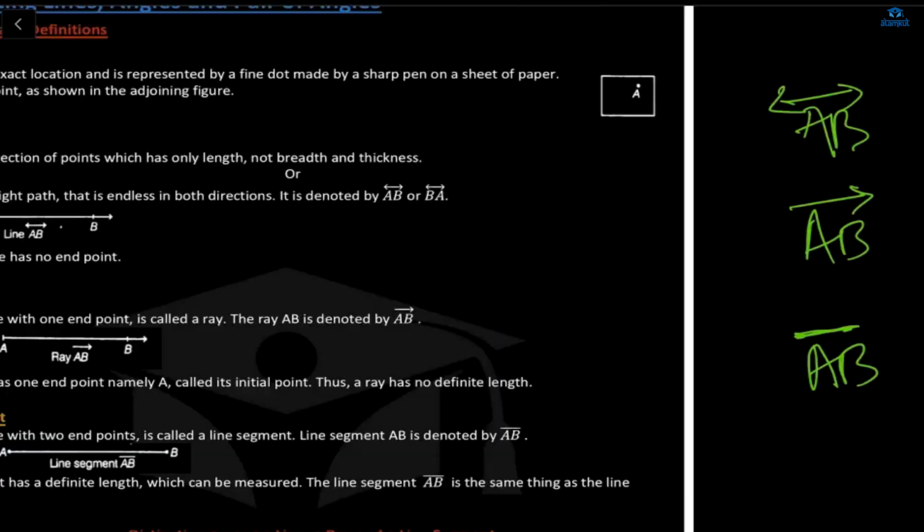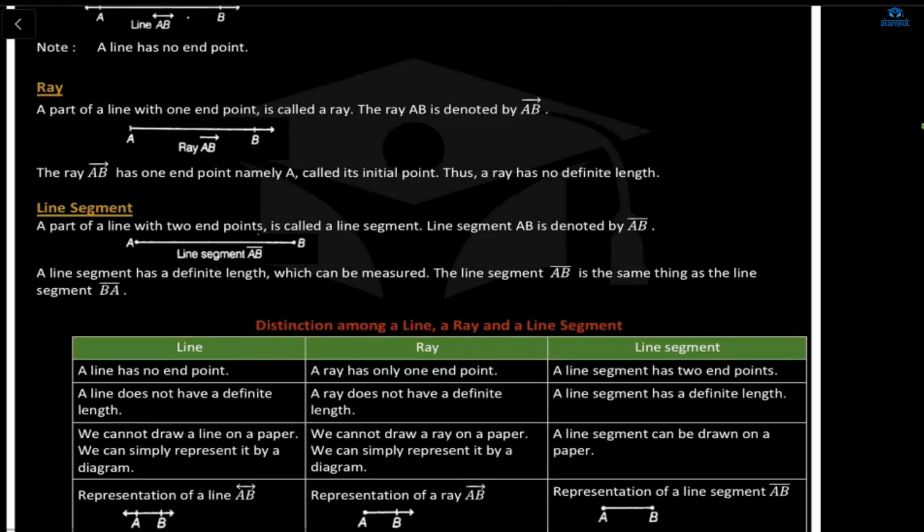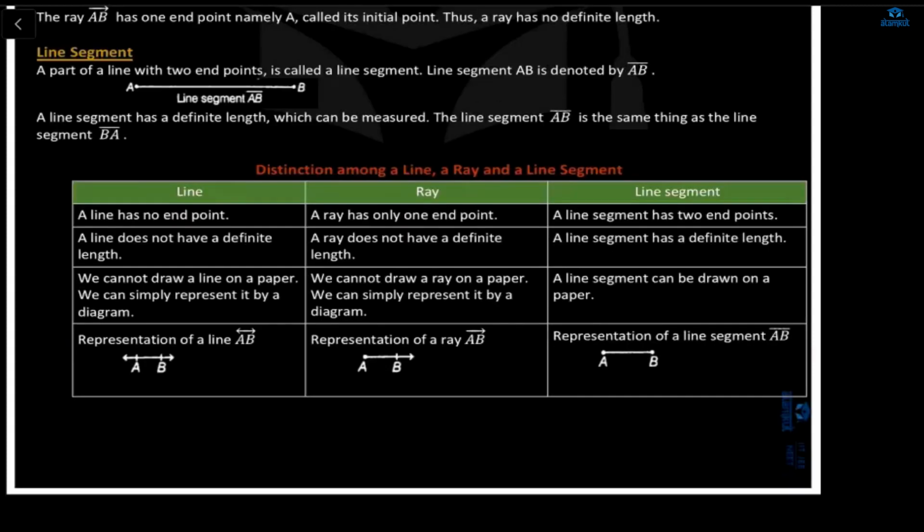If you see here, the definitions are written also. The part of a line with one endpoint is called a ray. A part of a line with two endpoints is called a line segment. The difference between the line, ray, and line segment: a line has no endpoint and can be extended from both ends. A ray has one endpoint; from one end it can be extended. And a line segment has two endpoints, one at both ends. It is a fixed line with a fixed distance.